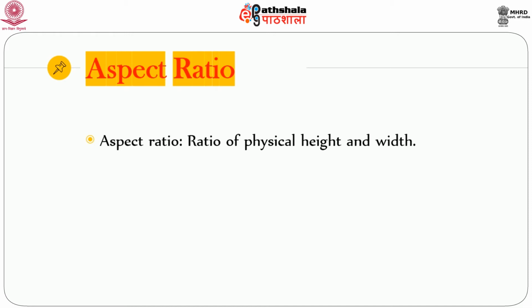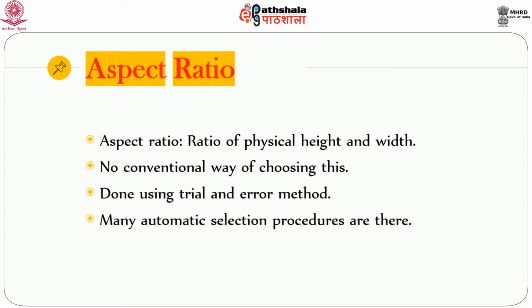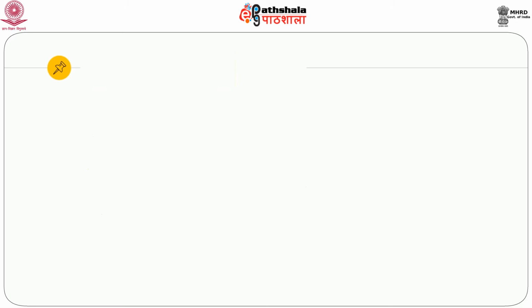So the question now is how to choose it, and the simple answer is there is no conventional way of choosing this. The quick solution that we adopt in most cases is the trial and error method. Although many automatic selection procedures are there for our convenience, usually we prefer the trial and error ones. Have a look at the output that we are getting here using the R code that is given here.